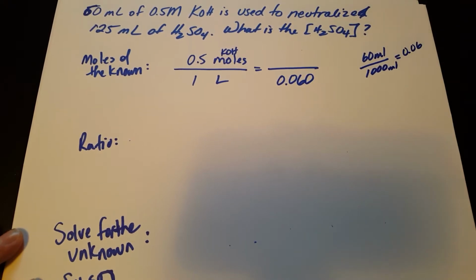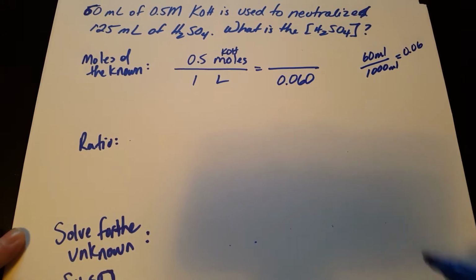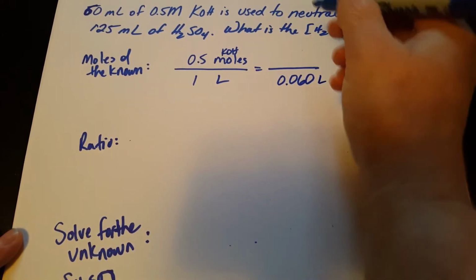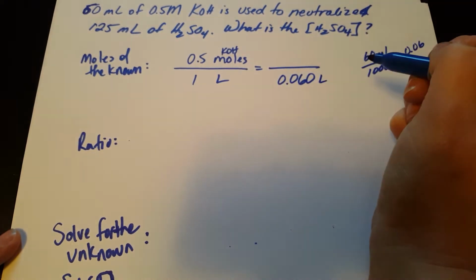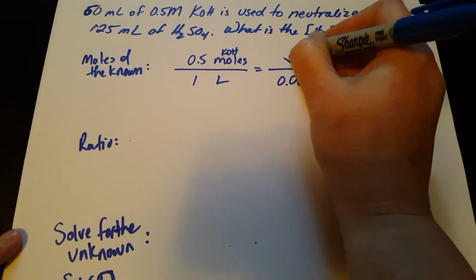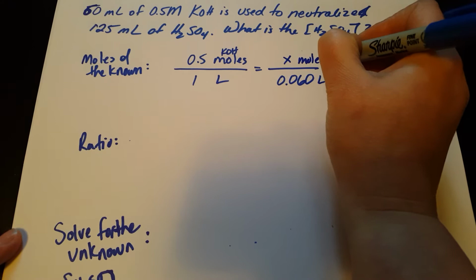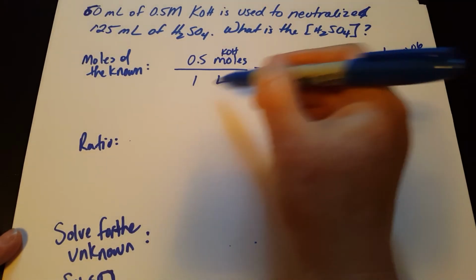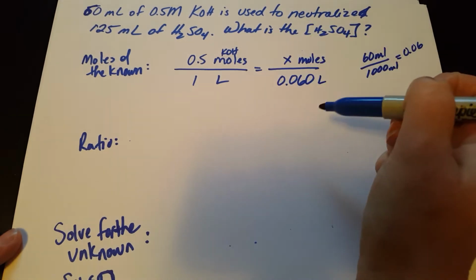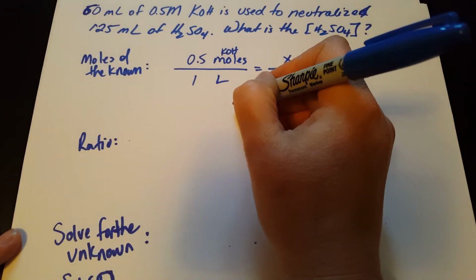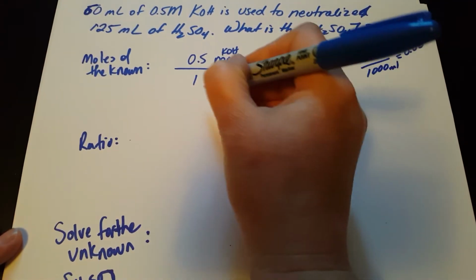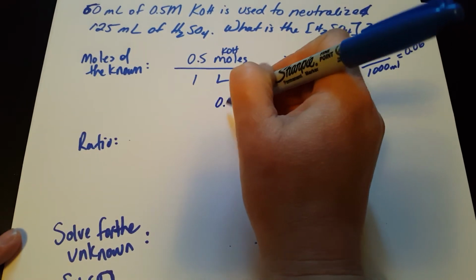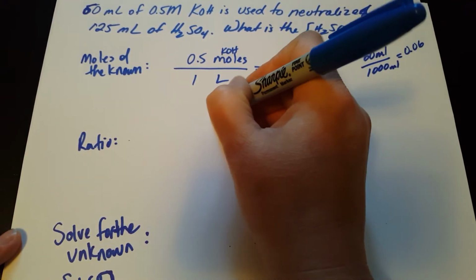This is sort of a side calculation. It's not necessarily required to be shown, but we want to convert it into liters so that we're using the same units. So we want to find out how many moles there are in this scenario. Again, we're going to cross multiply 1 times x and 0.5 times 0.06, and we're going to get 0.03 moles.